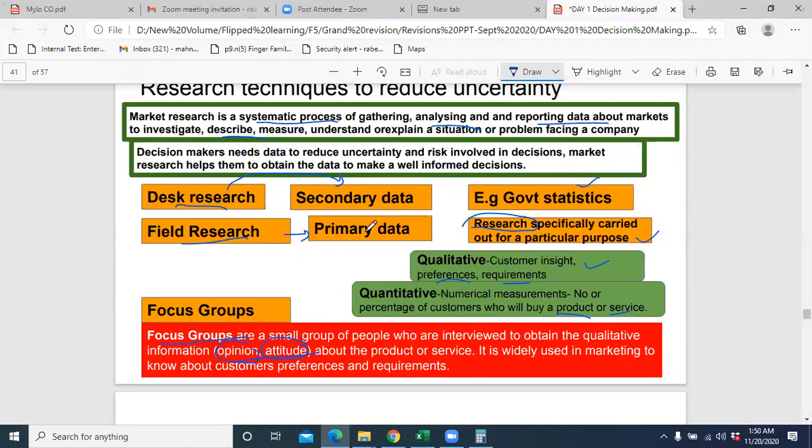Okay, but when you're doing field research, definitely you're doing some numerical measurements as well. So it could be qualitative and it could be quantitative. But focus groups are basically used to identify the qualitative preferences.